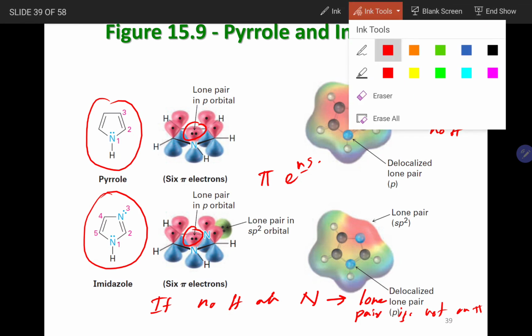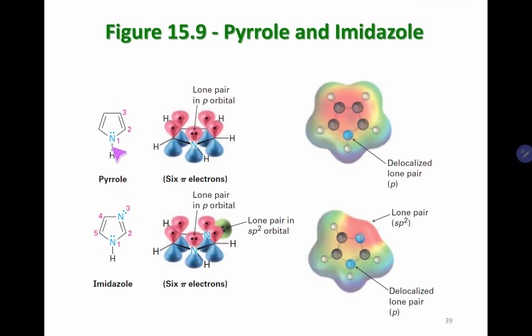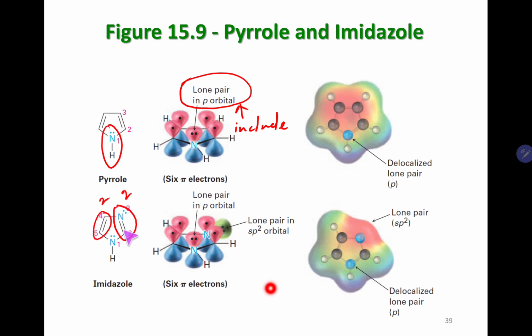But if the nitrogen has a hydrogen, then the lone pair will be a part of the pi electron cloud. It is included in the pi electron cloud. So when you are counting pi electrons, this is 2, I'm counting the double bond, okay, and this lone pair will also be 2. That is how you get 6 pi electrons.